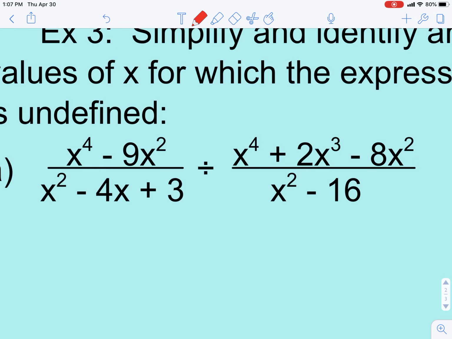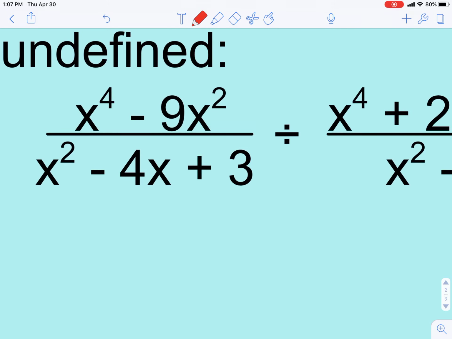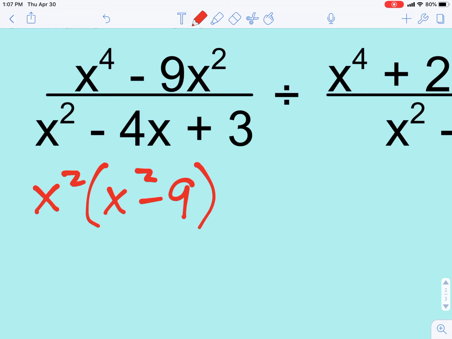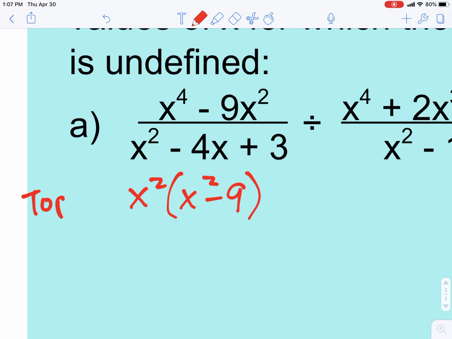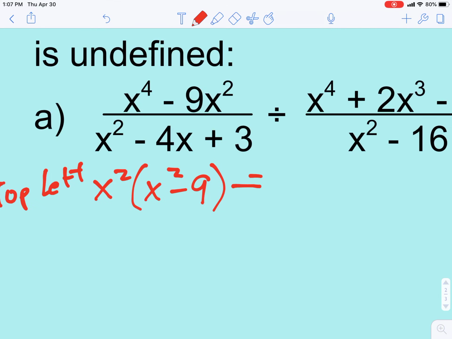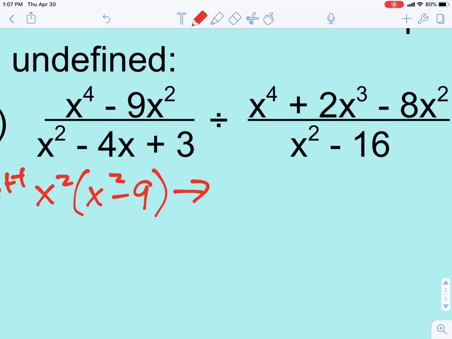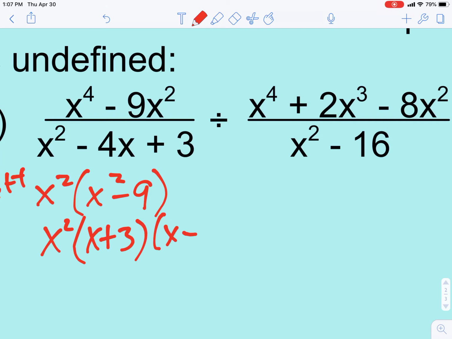So go ahead, pause the video, try to factor everything, okay? There's 4 things you got to factor. So first one, I'm going to factor out x squared. Be left with x squared minus 9. All right, x squared minus 9, we can continue to factor it. So we'll just label this top left right now. And then that factors into x squared, and then that's x plus 3, x minus 3.